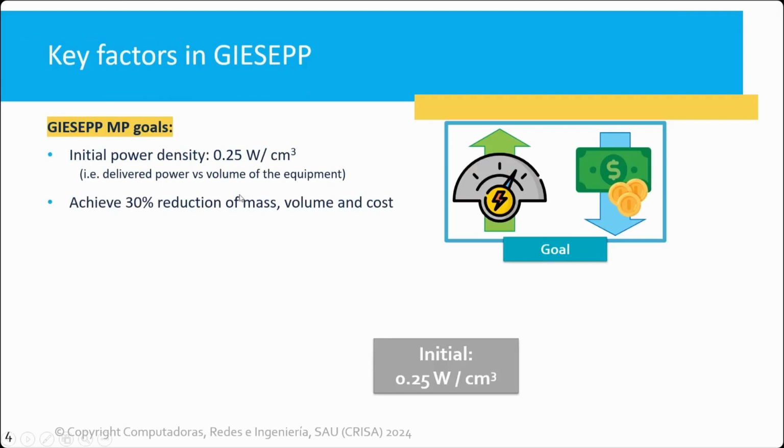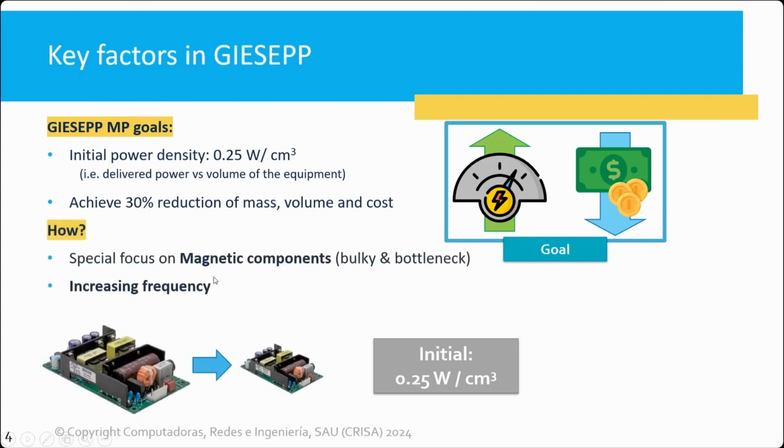So which are the key factors in this project, in GIESEPP MP? We started from an initial power density of 0.25 watts per cubic centimeter. This is the delivered power per unit volume of equipment. And the main goal was to achieve a 30% reduction of the mass, volume, and cost.